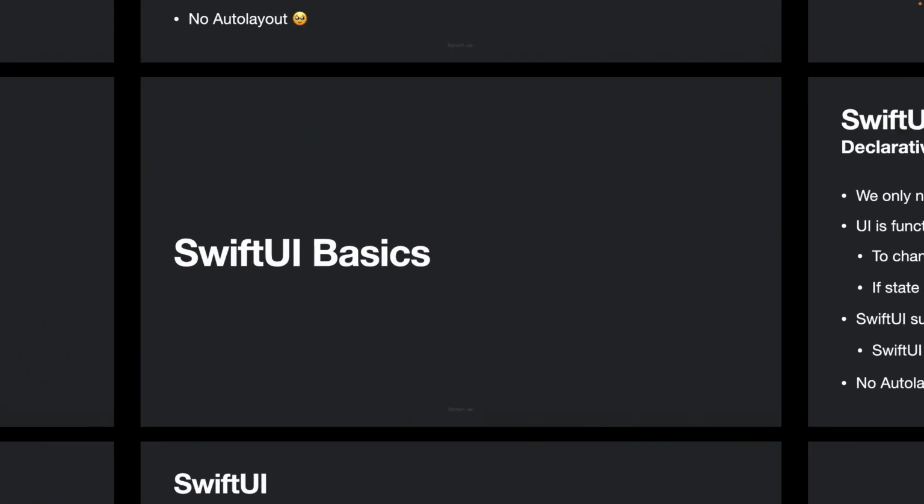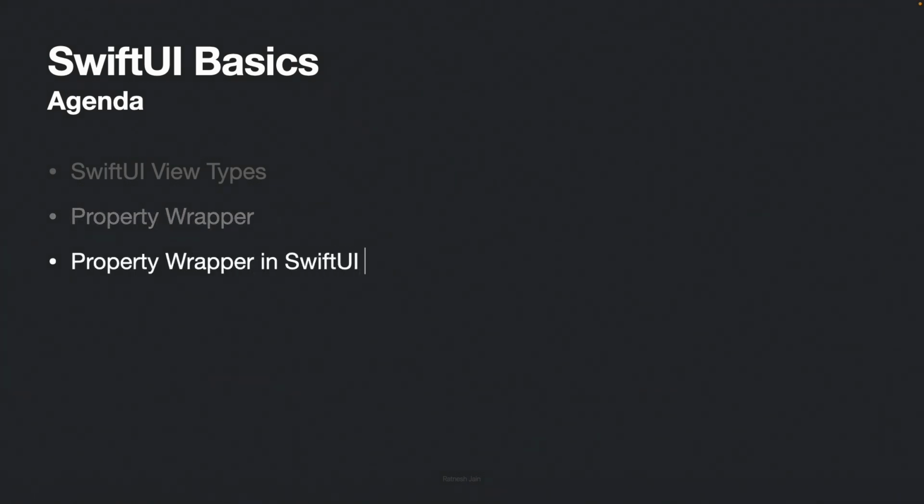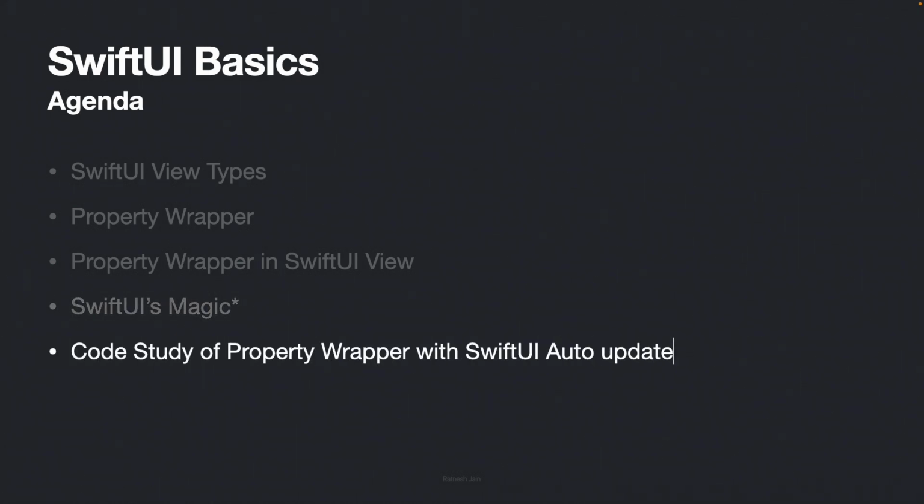So let's start with today's agenda. We will see what the SwiftUI view types are, what is a property wrapper, how a property wrapper behaves with SwiftUI, and we will see some of SwiftUI's magic, that is automatic synchronization with state, and we will see the case study of property wrapper with SwiftUI auto update.